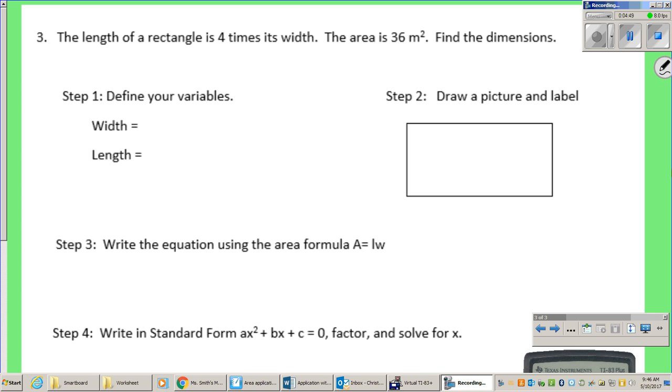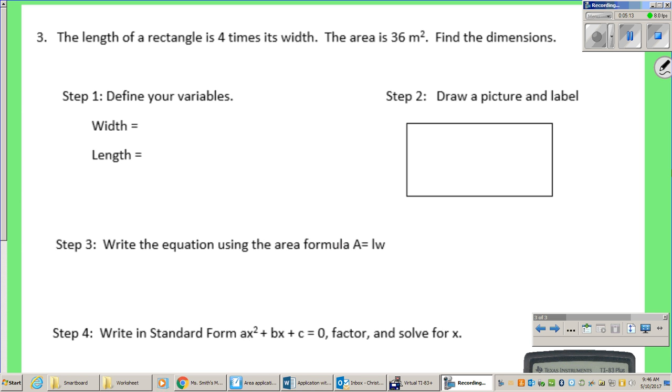Example 3 is going to really take us into the application where we use the solving. The first two examples we were just reviewing factoring. Now we're going to apply the solving. If you look at number 3 with me, it says the length of a rectangle is 4 times its width. The area is 36 meters squared.